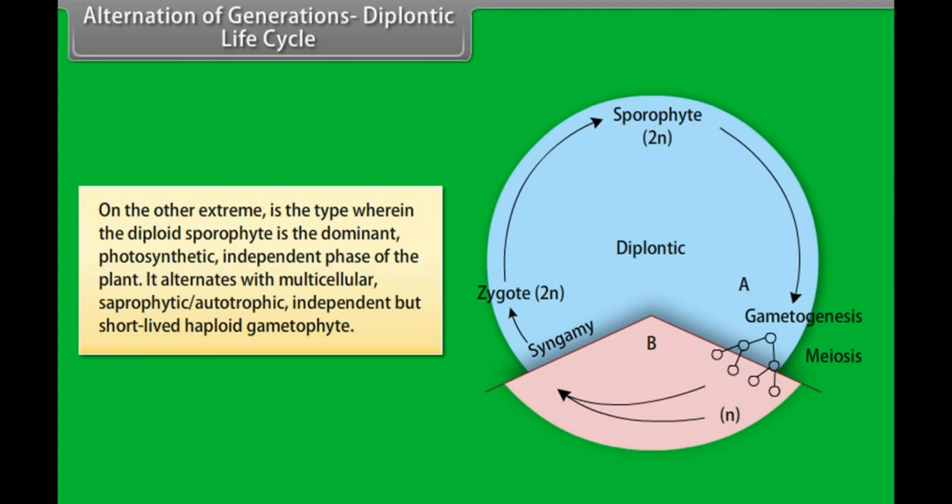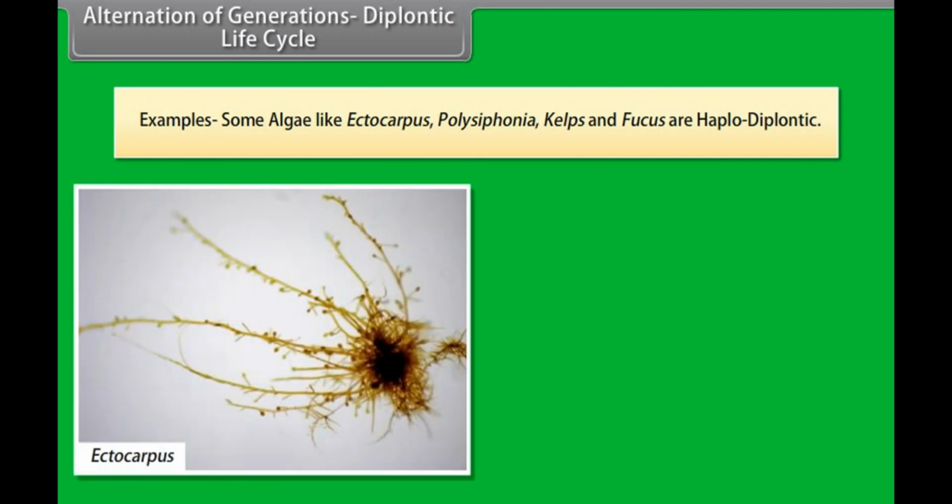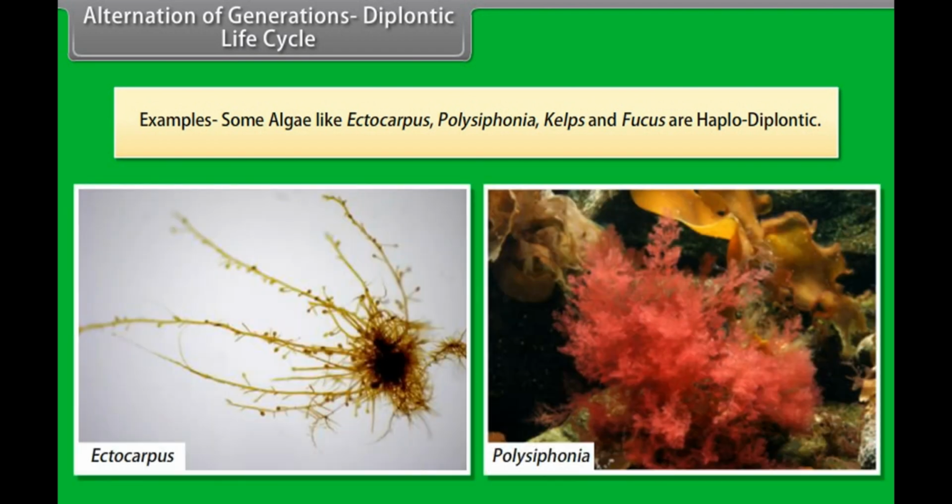Alternation of generations: Diplontic life cycle. On the other extreme is the type wherein the diploid sporophyte is the dominant photosynthetic independent phase of the plant. It alternates with multicellular, saprophytic, autotrophic, independent but short-lived haploid gametophyte. Examples: some algae like Ectocarpus, Polysiphonia, kelps and fucus are haplodiplontic.